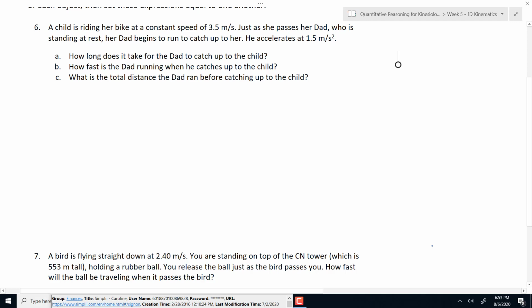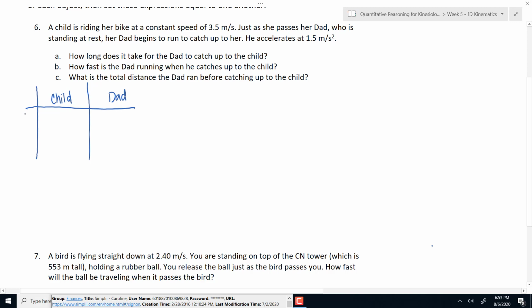So I'm going to make a table to make it clear. I'm going to write child and dad, just to organize everything so I don't mix up the two objects here. And I'm going to write all the variables that are in the kinematic equation.